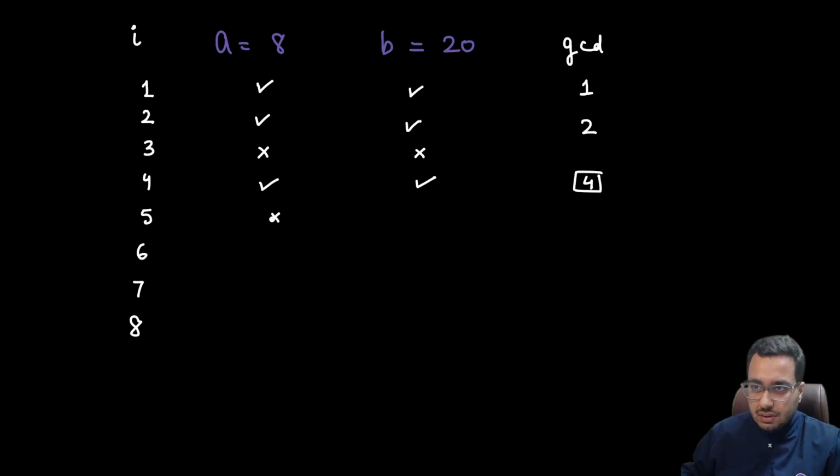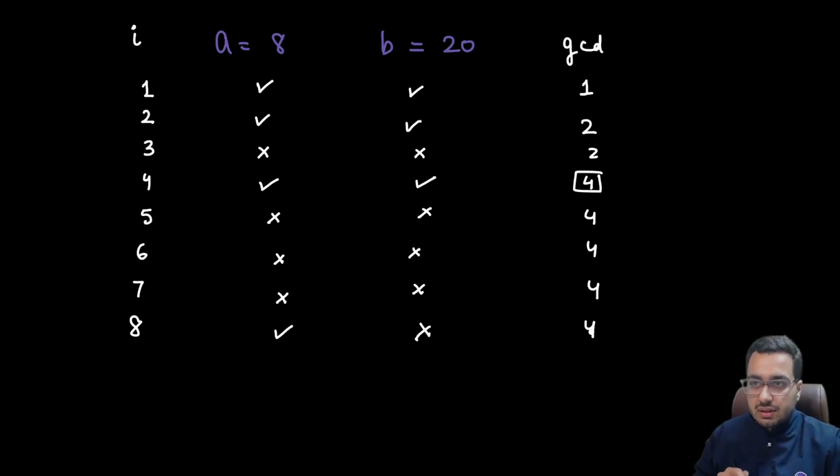Now we go to 5. Does not divide, does not divide. We go to 6. Does not divide, does not divide. We go to 7. Does not divide, does not divide. We go to 8. 8 divides 8, but 8 does not divide 20. Okay. So that means what would be the value of GCD in all these iterations? We have not updated the value of GCD in all of these iterations. So finally, the GCD would be nothing but 4. So we found out 3 numbers, 1, 2 and 4, that divide both 8 and 20. Hence the largest number is 4, and hence the GCD is 4.